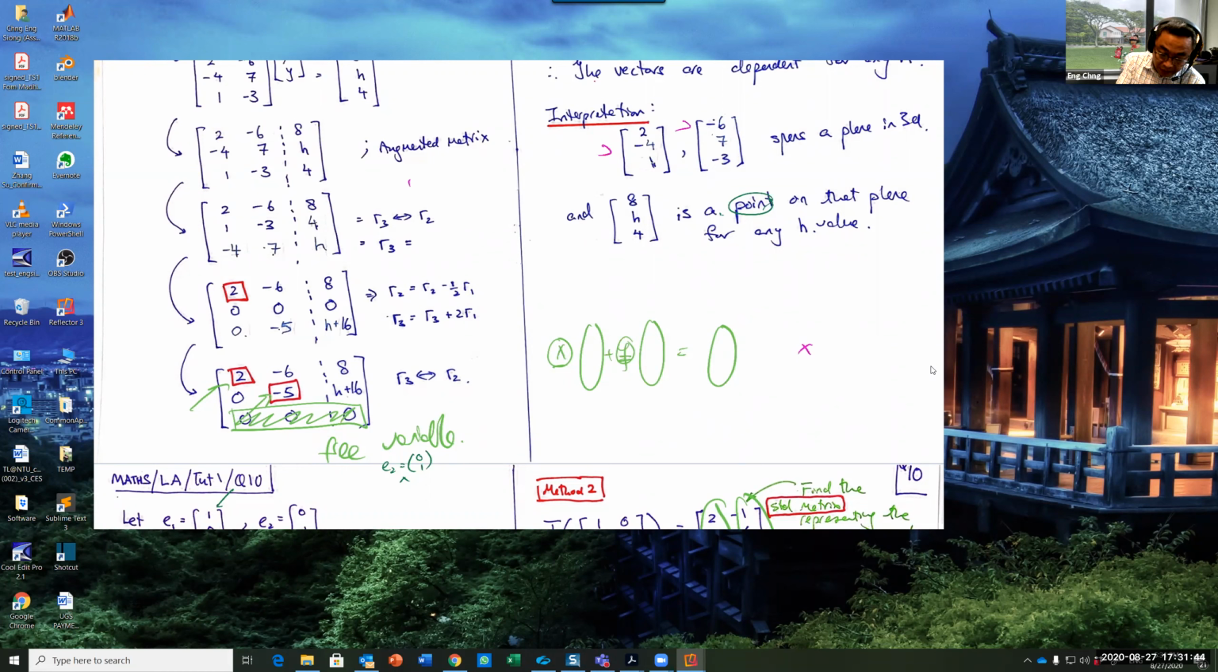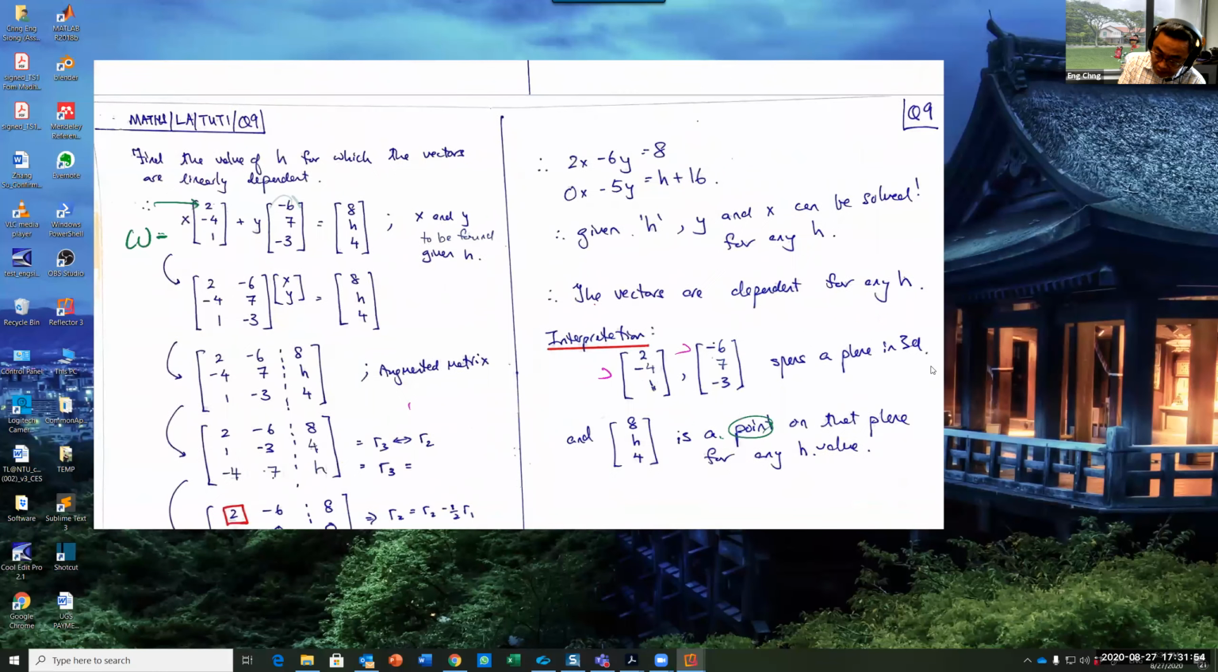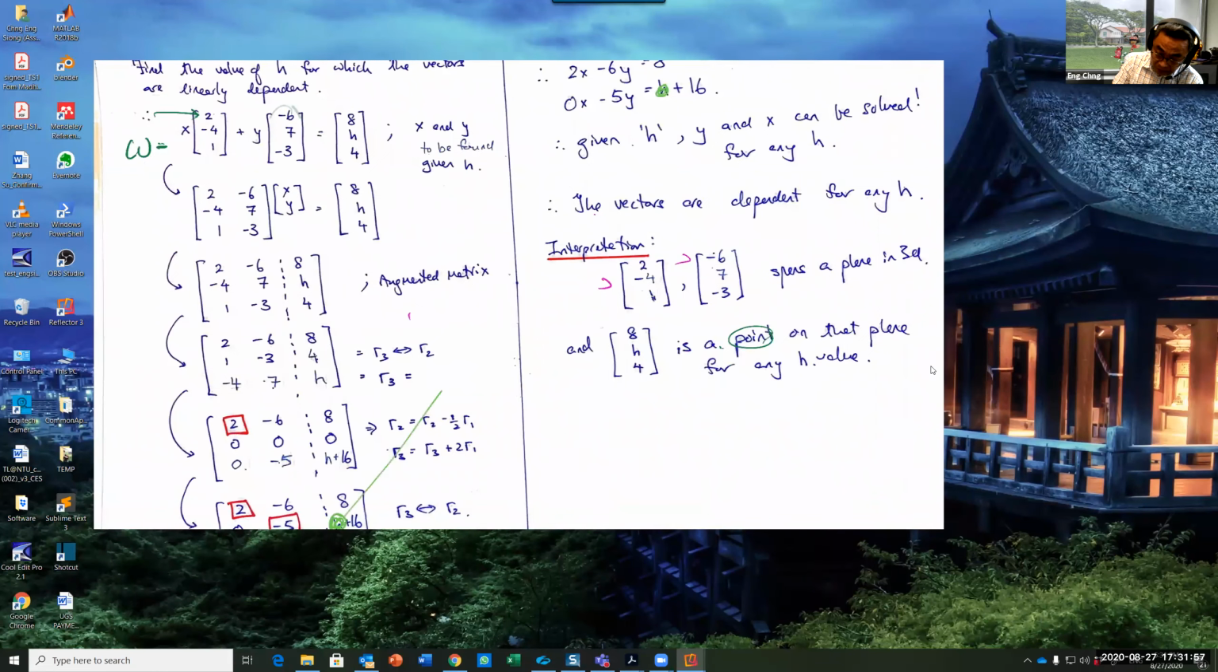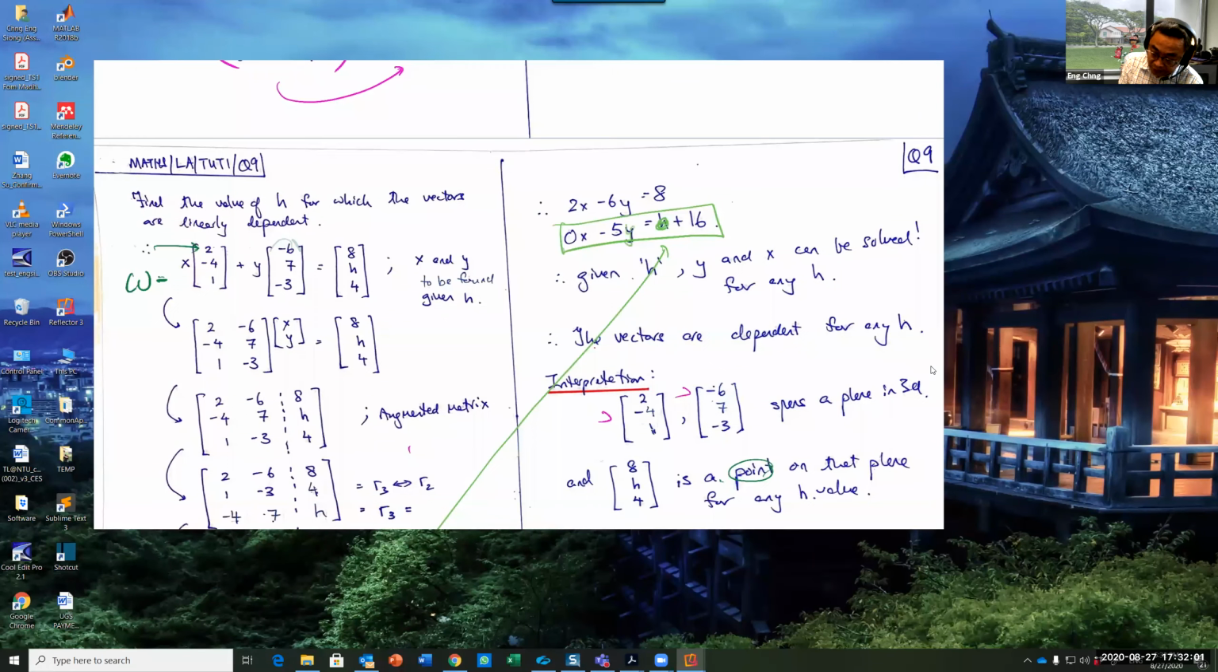Now, why then do I say that it doesn't matter what h is? Because for any h that you plug in, this equation is true, and you can solve for y immediately. And when you can solve for y immediately, this y can be substituted upwards, and then you can solve for x. So there is a unique x and y for any given h. So it is not like there are infinite solutions.